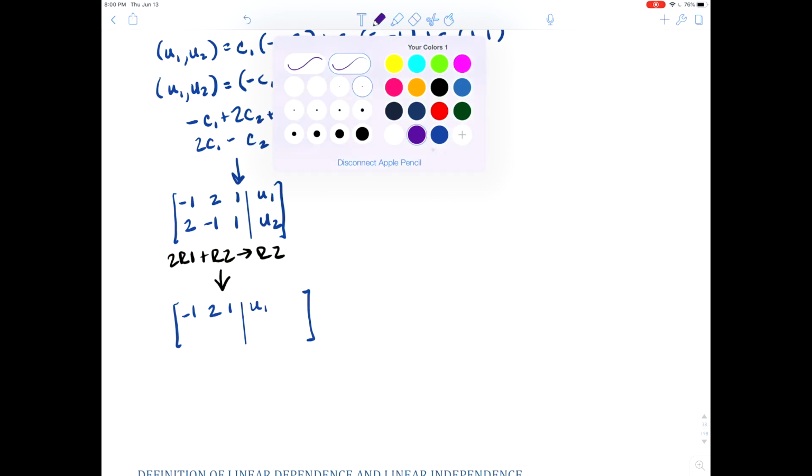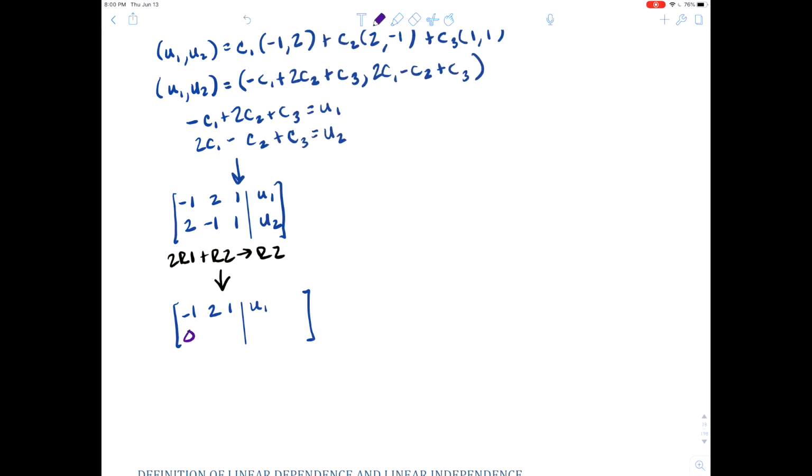And our new row 2 will be 0. So then we'd have 4 minus 1 is +3. We'd have 2 plus 1 is +3. And then we would have 2U1 plus U2. Cool, cool? All right.